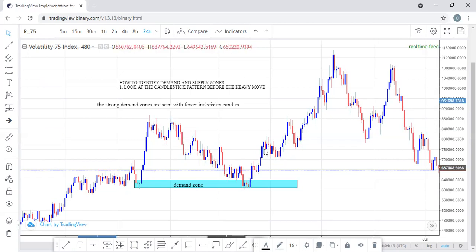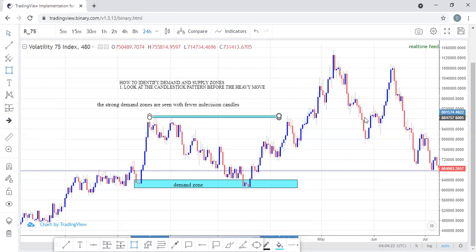And look at what happened. Price just came, touched, and broke it immediately. And look at how price has been breaking that zone. Let's draw this. Look at this. So this is a kind of supply zone. Look at how price has been breaking and breaking it.